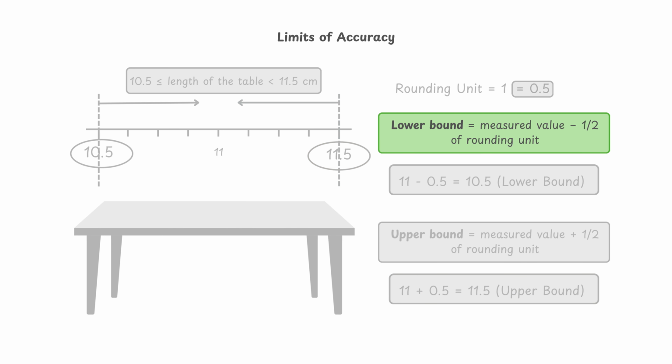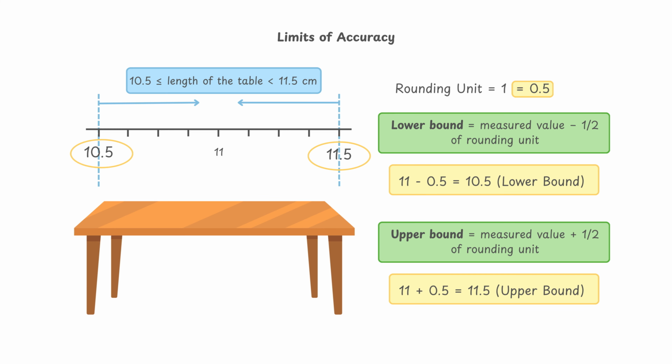So let's bring it all together. Lower bound equals measured value minus half of the rounding unit. Upper bound equals measured value plus half of the rounding unit. And for this example, the length of the table lies between 10.5 and 11.5 centimeters. This idea is the foundation for solving limits of accuracy questions, especially when we move on to finding maximum and minimum values.